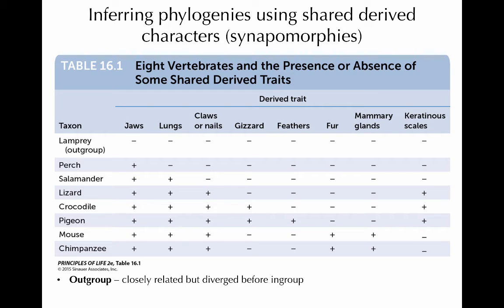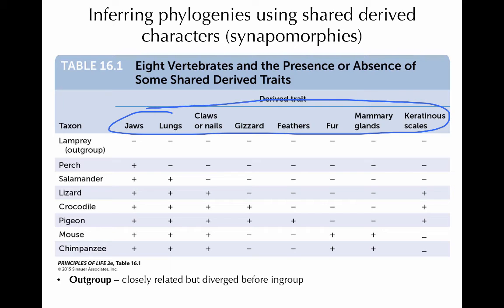I will give you some sort of character table like this, and sometimes I use ones and zeros, minus and plus. You could figure that out. So a minus in this one means that it does not have the characteristic, and a plus means it does. And so here are these derived traits. So those would be the synapomorphies. And then we have the different taxa here.